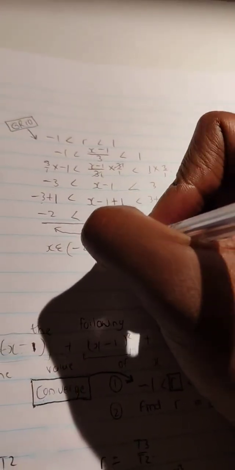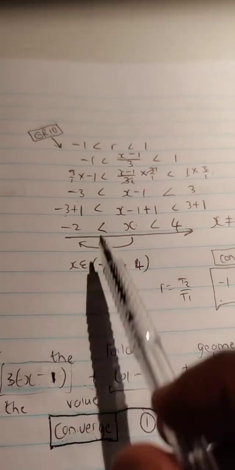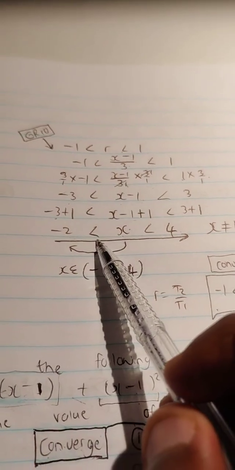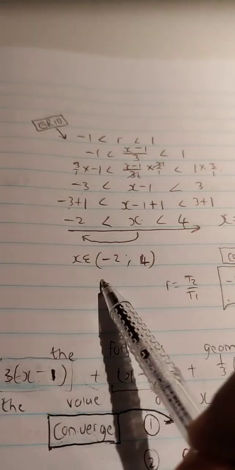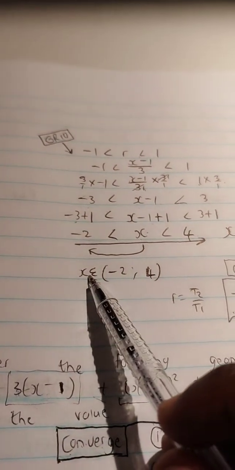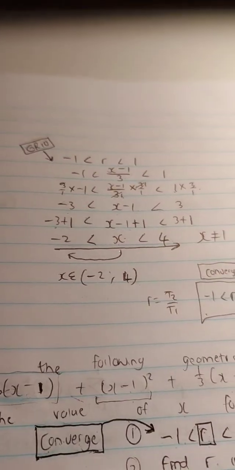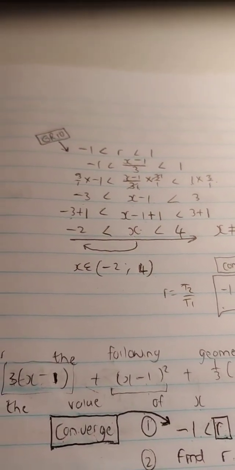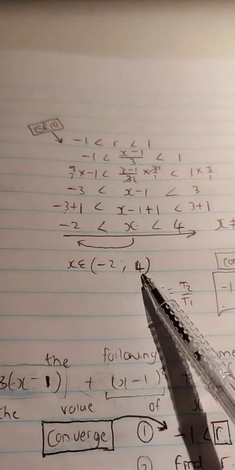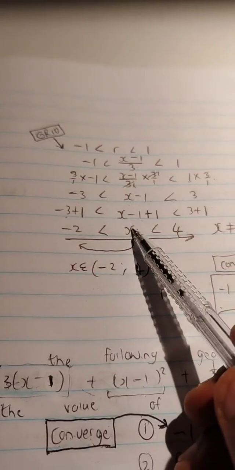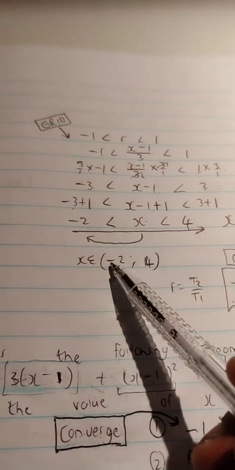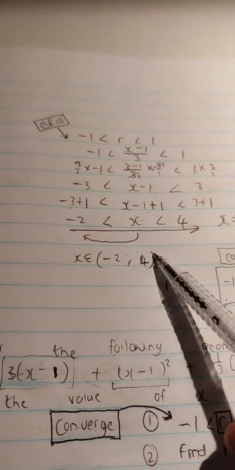Someone else could actually write this answer in interval notation and say -2 to 4 with open brackets. Because remember, when there's no equal sign, we use open or round brackets. Okay, so that's saying x is between -2 and 4. Okay, I hope that makes sense. X is between -2 and 4, which is the same thing as saying x is greater than -2 but less than 4. We do not include -2. We do not include 4.